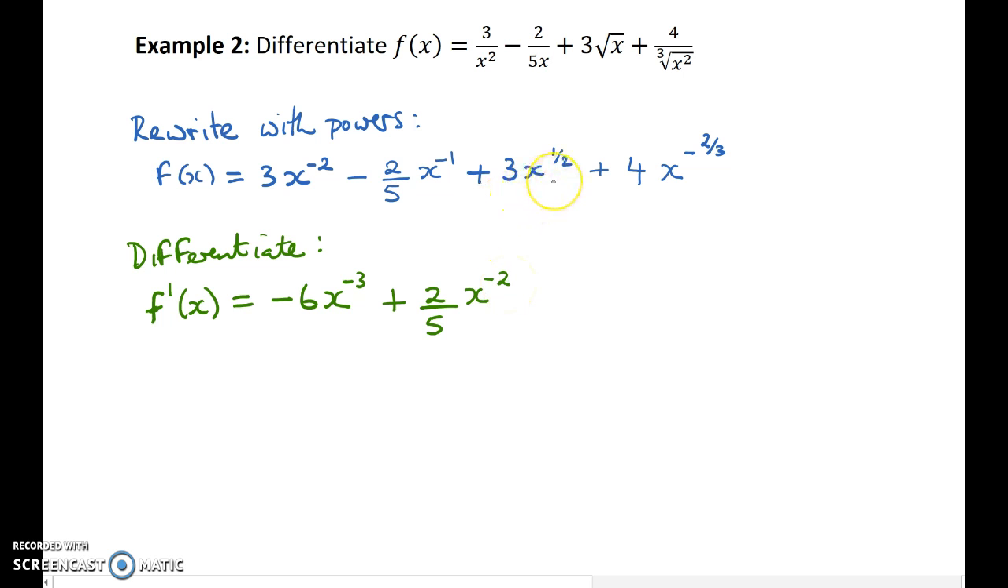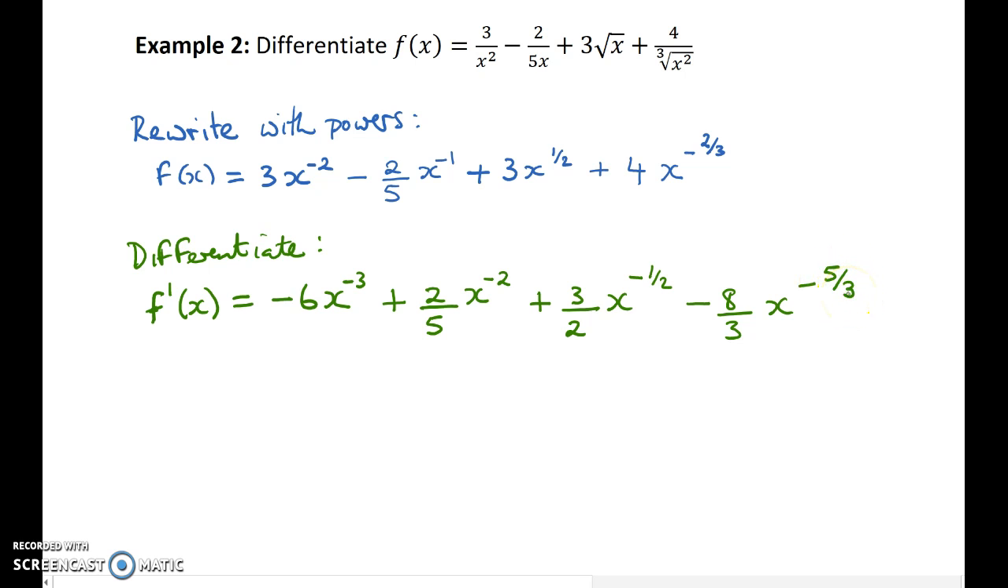Next term, plus 3x to the power of 1/2. Multiply down by the 1/2. 3 times 1/2 is 3 over 2. Reduce the power by 1. It's 1/2 minus 1. Whatever the power is, take 1 away from it. So 1/2 minus 1 is to the power of negative 1/2. And then finally here, this last term, plus 4x to the negative 2/3. Multiply down by the power. 4 times negative 2/3, plus by minus is minus. 4 2s are 8 over 3. 8 over 3, and reduce the power by 1. So it's negative 2/3 minus 1, or negative 3 over 3, minus 2 over 3, minus 3 over 3 would be minus 5 over 3.